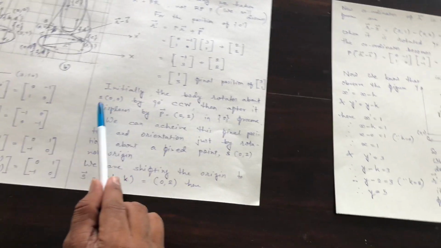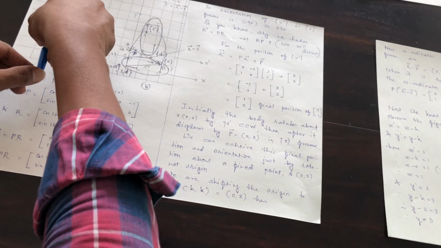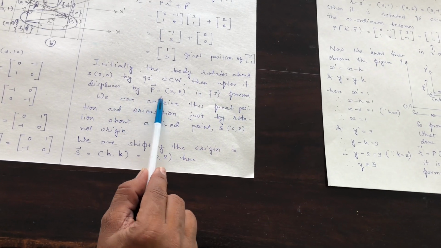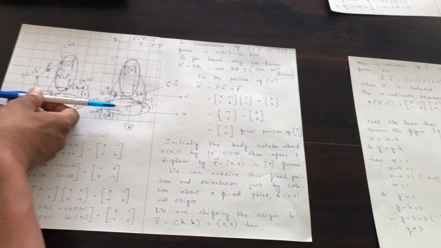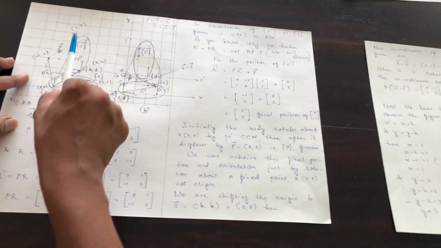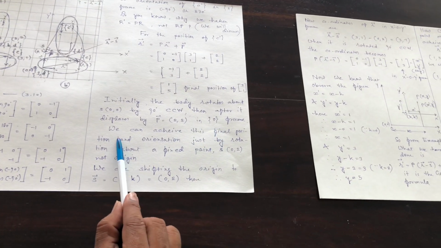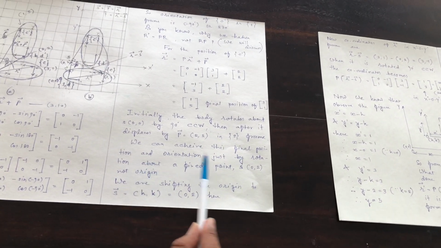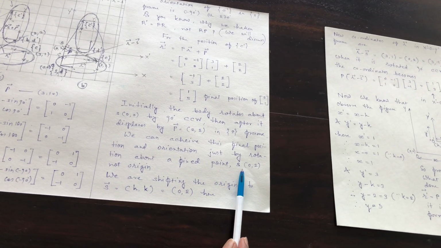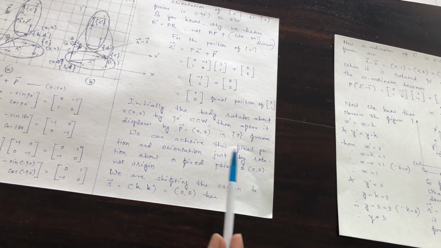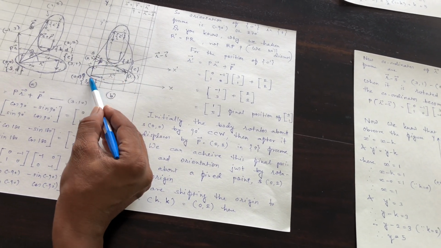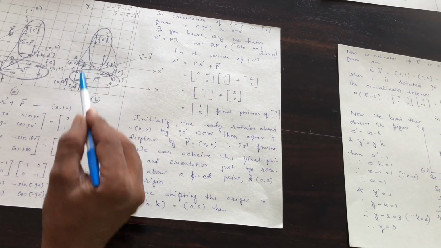Initially the body rotates about S, 0, 0 by 90 degrees counterclockwise. Then after it displaces by P, 2, 2. Initially rotate this way and then after it goes to 45 degrees here in the S frame. We can achieve this final position and orientation just by rotation about a fixed point, another way, S, 0, 2. Suppose this is the new origin. We have shifted the origin 0, 0 to 0, 2.